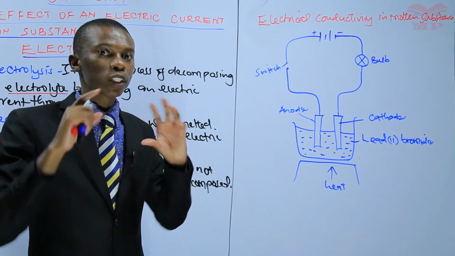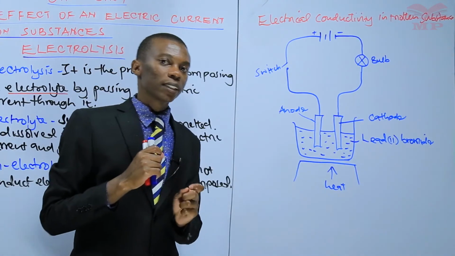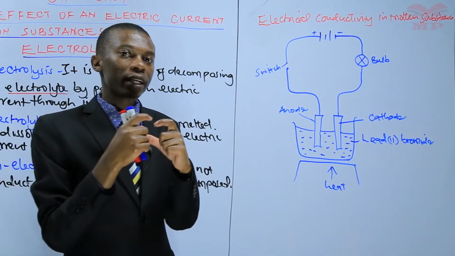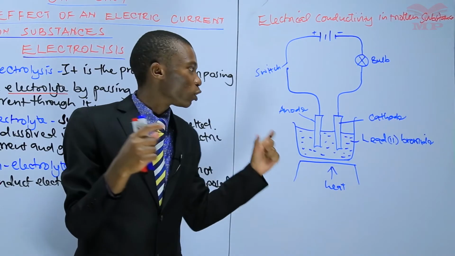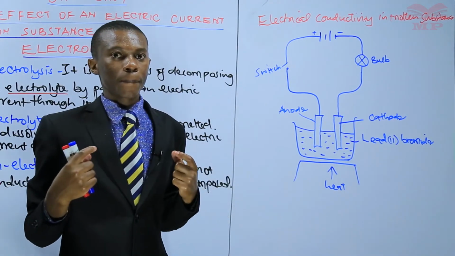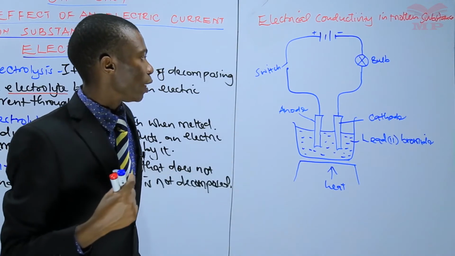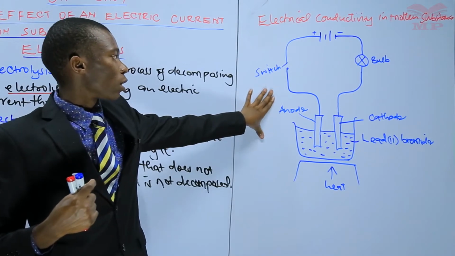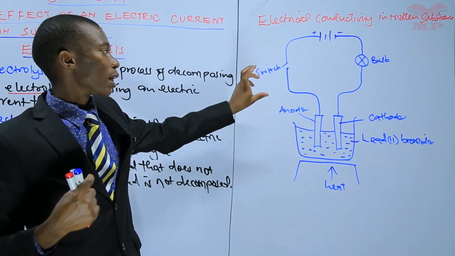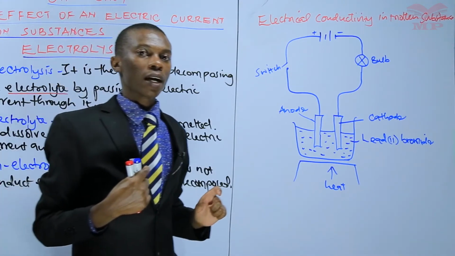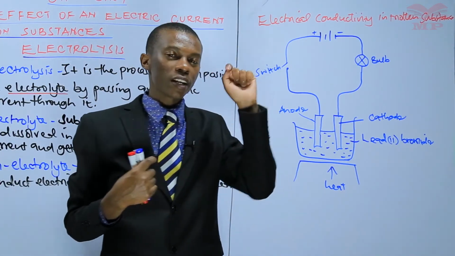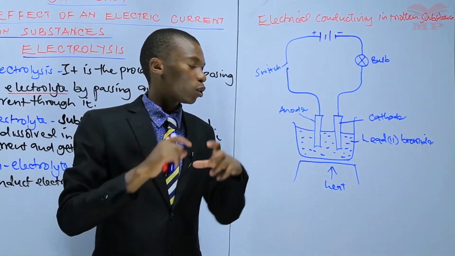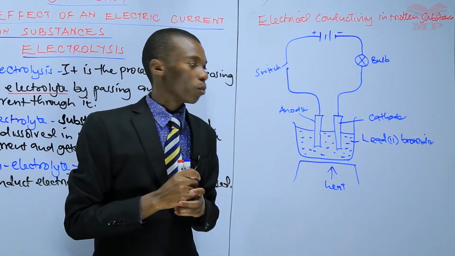It needs to be in molten state, because when you heat, the heat weakens the electrostatic forces of attraction holding the ions of lead(II) bromide together. Remember again, an experiment like this should take place only in a fume chamber, because it produces a red vapor, which is bromine gas. Bromine gas is very poisonous, and therefore it should only be done in a fume chamber.